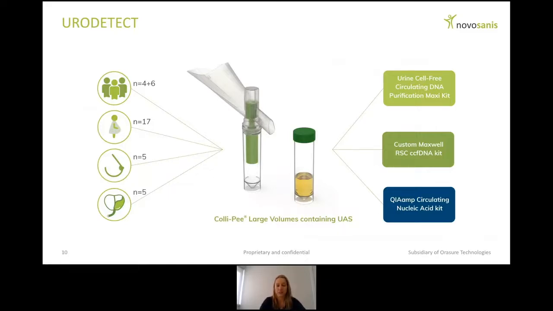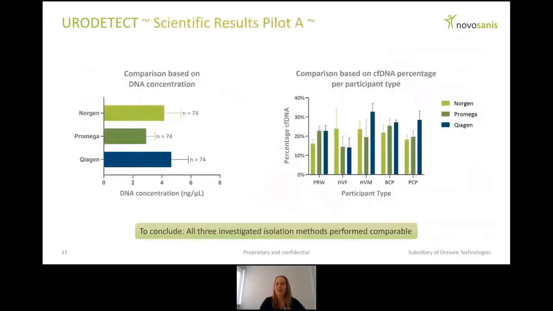The results I have for you today are from the first pilot of our optimization study. Here, urine samples were collected from healthy female volunteers, healthy male volunteers, pregnant women, and breast and prostate cancer patients. With these urine samples, 3 different isolation methods were compared for their performance on first void urine samples, using Qubit to measure the DNA concentration and TapeStation to measure the percentage of cell-free DNA. Next to this, all participants were also requested to complete a questionnaire regarding the usability of our Colli-Pee. So let's first have a look at the more scientific data.